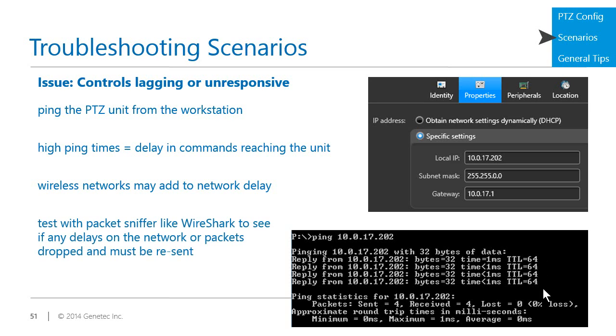Now, if the ping time isn't that bad, like we can see here, this is a very good ping time. The next step would be to run a packet sniffer like Wireshark and make sure the commands are getting through to the unit. From the Wireshark trace, you may be able to see if the packets are being dropped at some point and have to be resent.